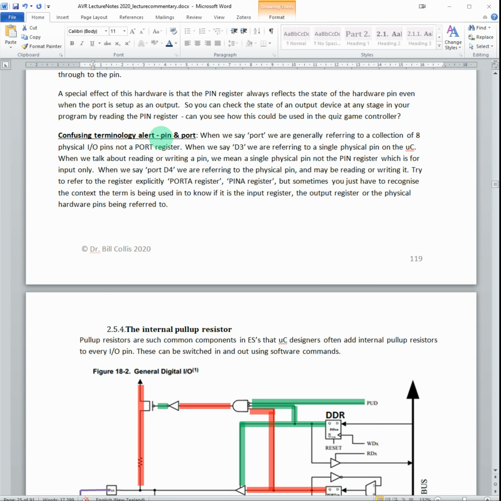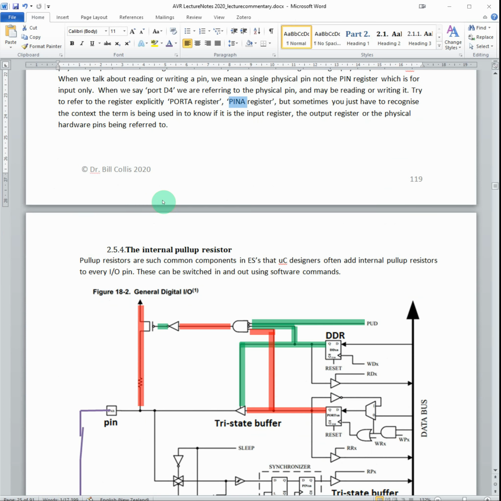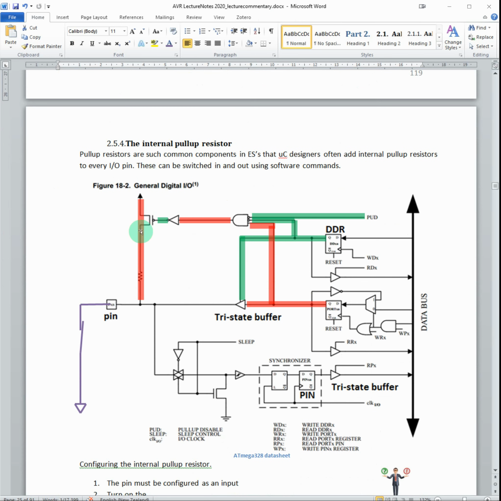Here I talk about this pin and port. When I'm talking about a port as small letters, or PORT with capital letters, or PIN with capital letters, this explains that. Now what I want to do is have a look at the pull-up resistor.